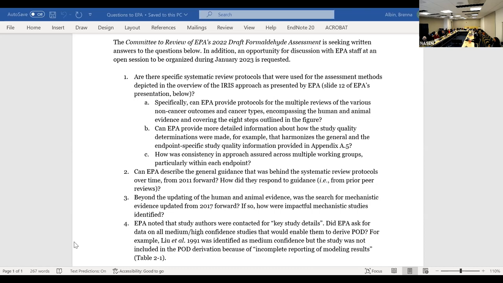So as Andrew mentioned, the different endpoints were handled somewhat differently. So earlier we were talking about the cancer studies and others, and this is a controlled human study, which were done a little bit differently.